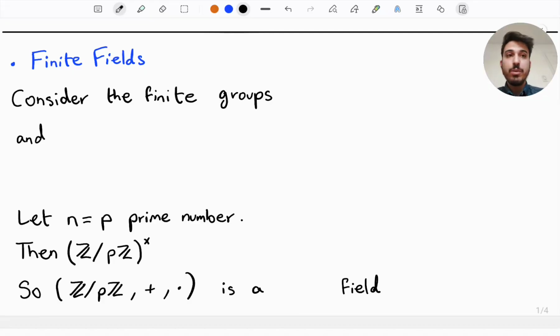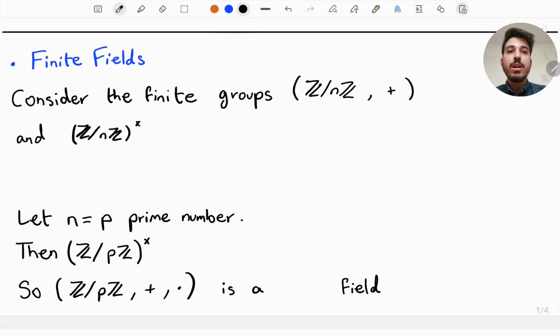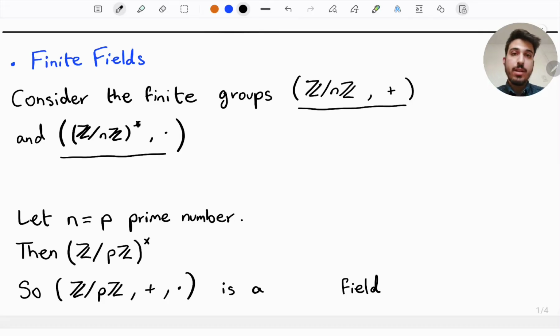Consider the finite groups Z/nZ with addition and (Z/nZ)* with multiplication. So already these groups are finite groups. Now we have addition and multiplication, so we have two candidates for operations. We need to verify if these both form abelian groups.